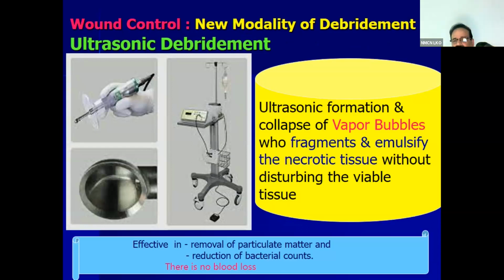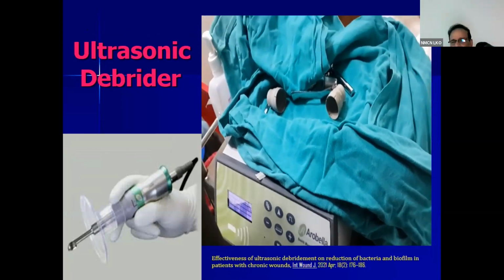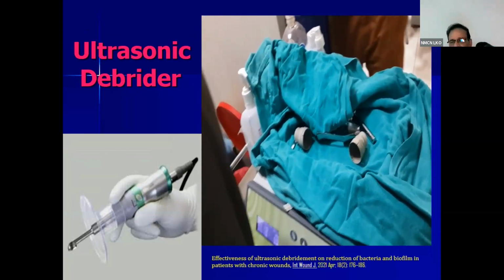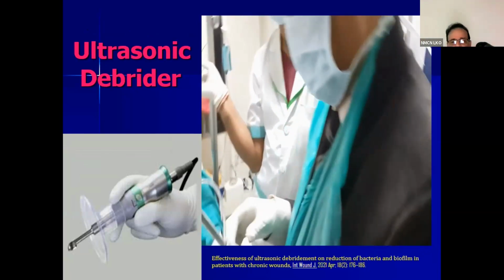First of all, ultrasonic debridement. In this, there is ultrasonic formation and collapse of vapor bubbles, which fragment and emulsify the dead necrotic tissue. This is the Arabella which I use in my center. So this is how it is used.